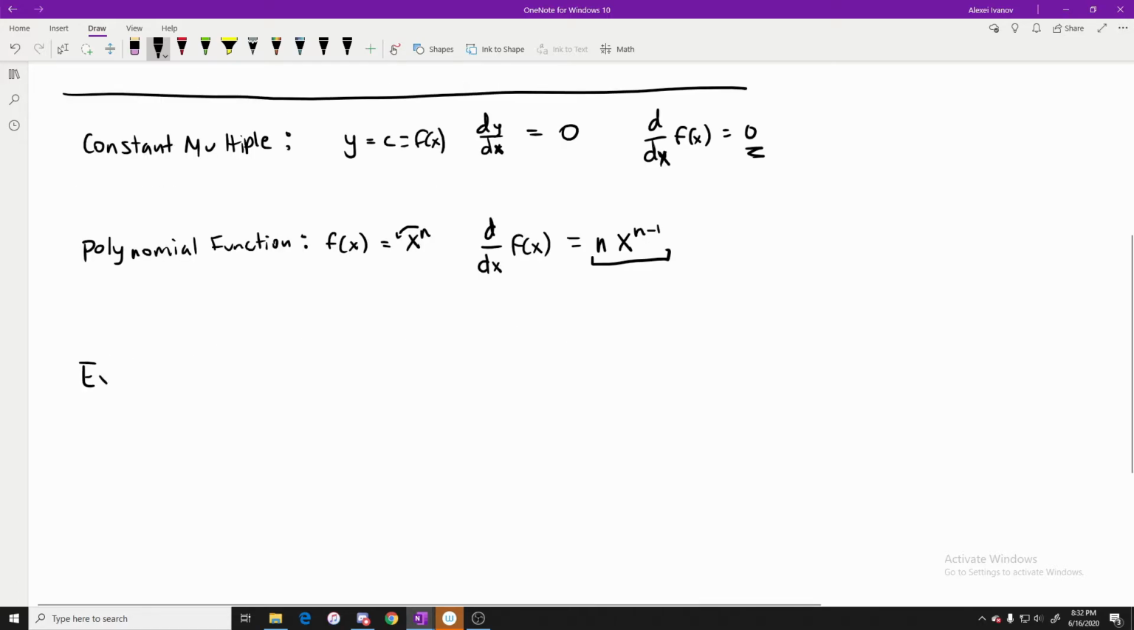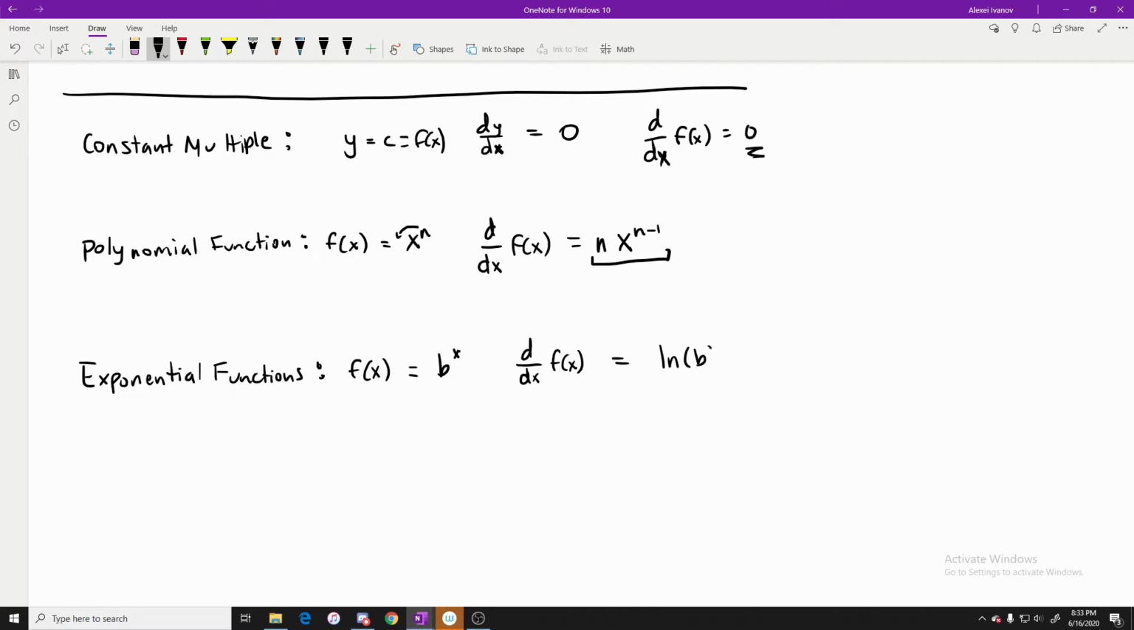And the last one we're going to go over in today's video is exponential functions. So again, if we're given f of x is equal to b to the x, where b is a base, and then we are told to find the derivative of f of x, of this function, this would be equal to ln b times b to the x. So the b to the x would stay the same, and all we would do is take the ln of the base.